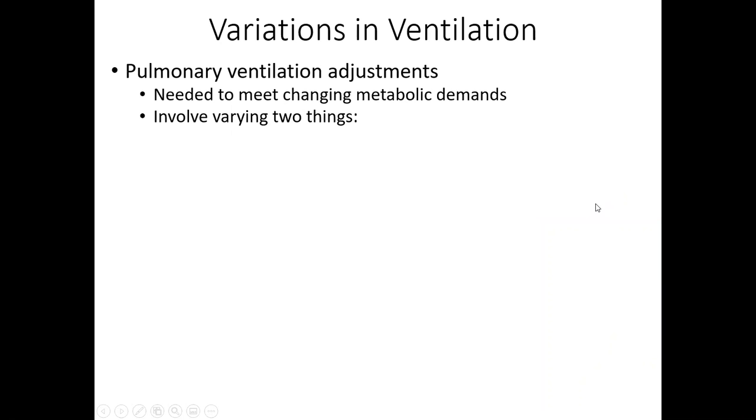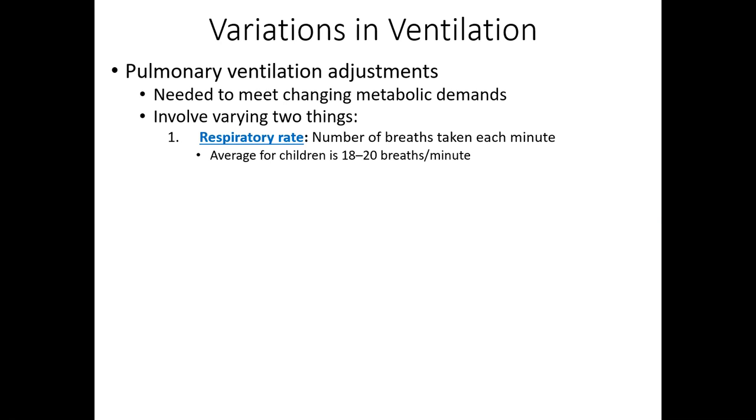So there are, of course, a lot of variations in ventilation, right? So how much air you're taking into your lungs and how much you're able to exhale out of your lungs. Essentially, we are constantly modifying how much air we are breathing in and out based on changing metabolic demands, right? So essentially, every time your heart rate goes up, you would expect your ventilation rate to go up as well. And so we can vary two different things. First of all, the respiratory rate, how many times we're actually breathing in and breathing out.